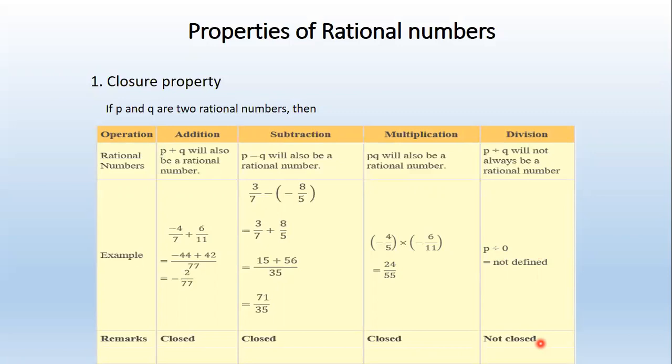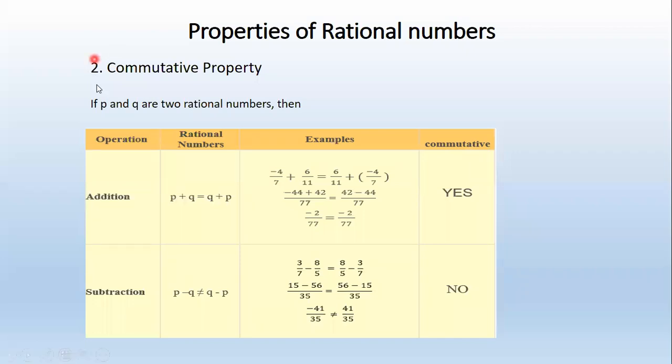Next, we are learning the commutative property. For the commutative property, you can state that when two rational numbers are swapped in an operation, the result still does not change. That is, if we interchange the values, P plus Q can be written as Q plus P. When we add both sides, the result will be the same. We'll see first for addition.